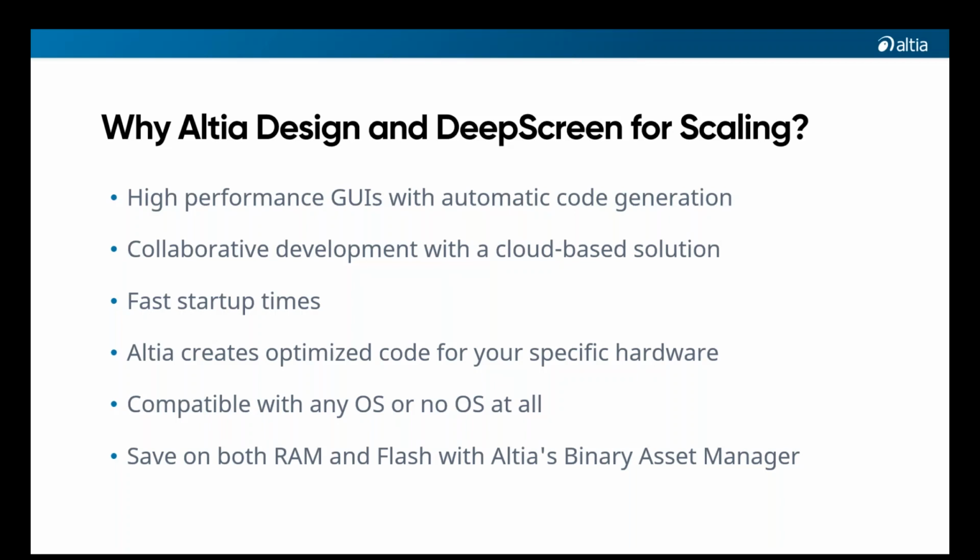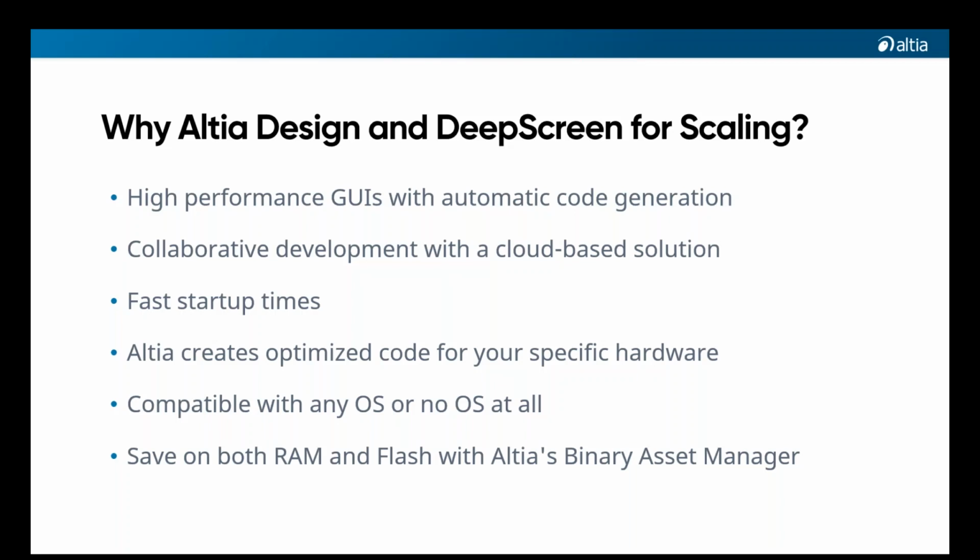Altia's code generator only adds code that will be used in your design. If a certain module isn't needed, like real-time 3D, then we don't include it in the build and the code becomes smaller. Altia can also interface with any operating system or with no operating system at all on a bare metal implementation. We have run on Linux, FreeRTOS, INTEGRITY, Nucleus, MQX, to name just a few.